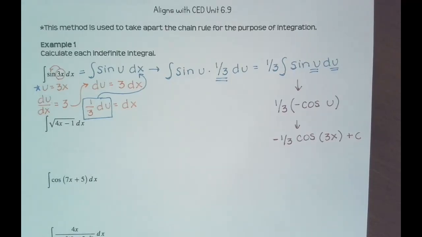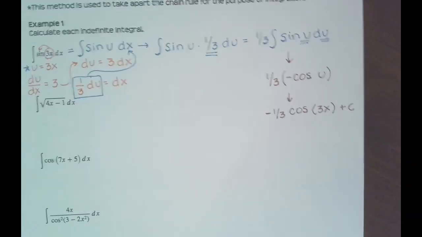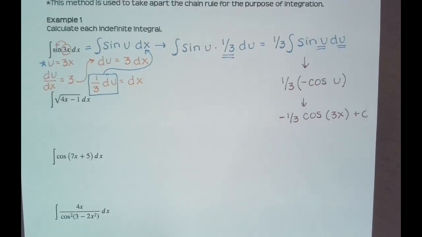There are some problems later on the page where you'll definitely need U-substitution. So I would suggest you start the next one without me. Pause the video, start it, see how far you can get, and then pick the video back up. I will go ahead and go through it, but this would be a good place to see how far you can fly solo.